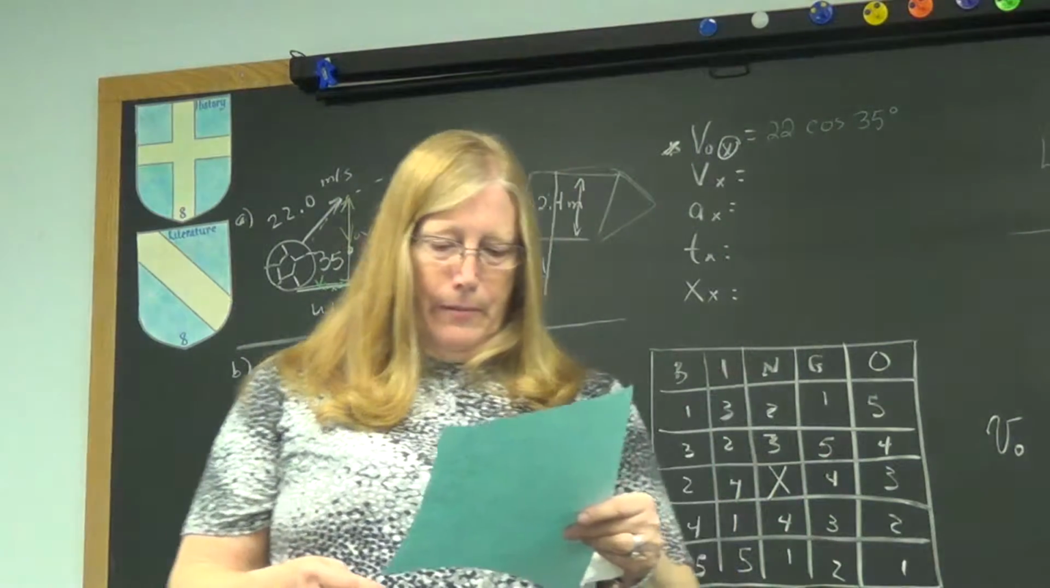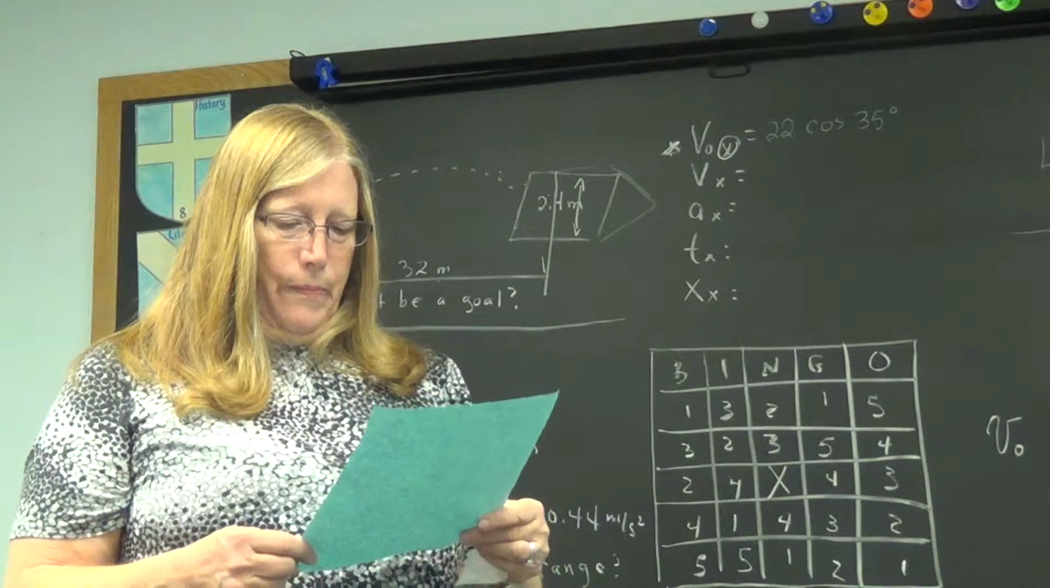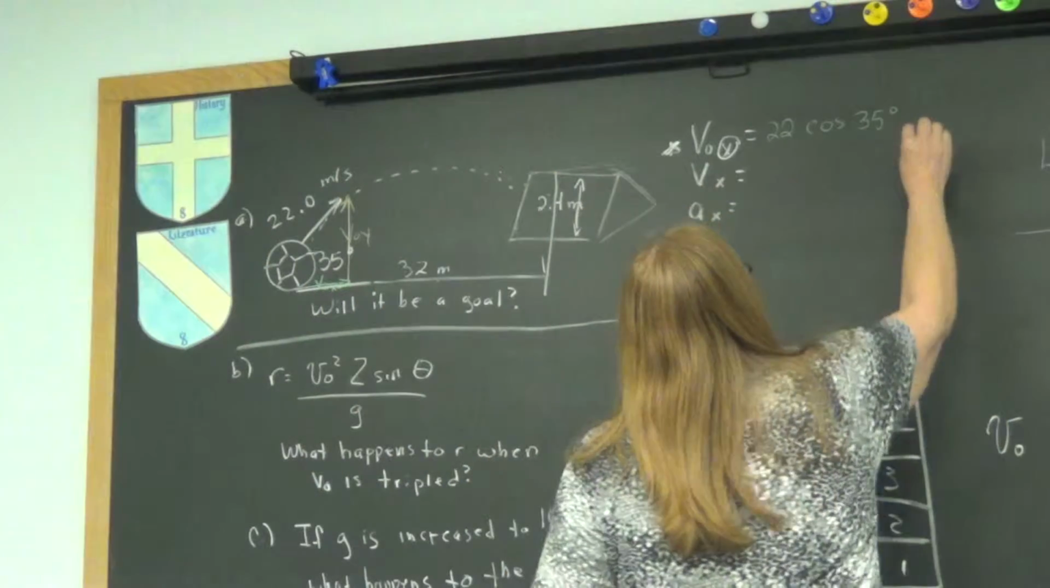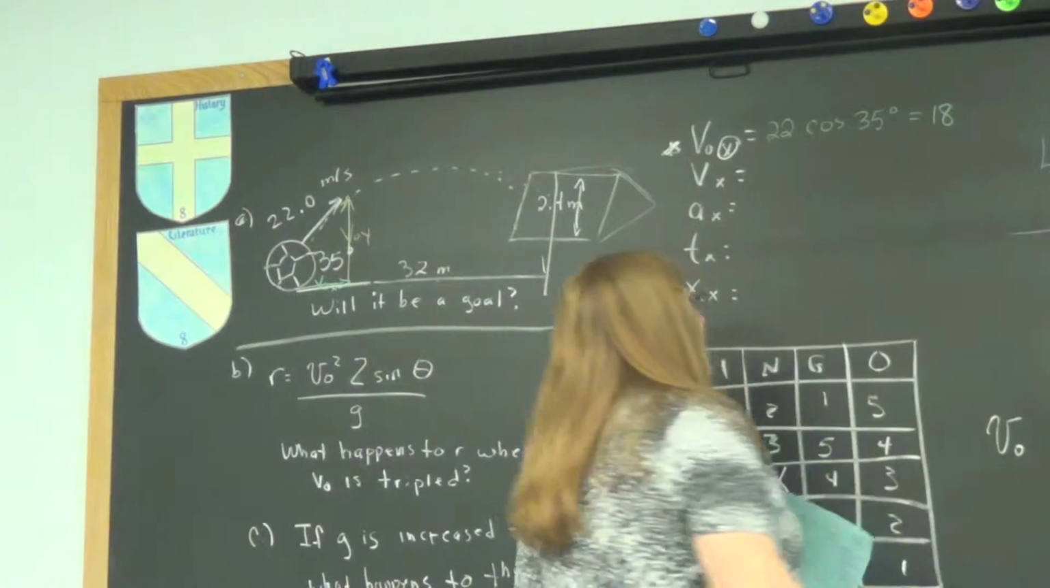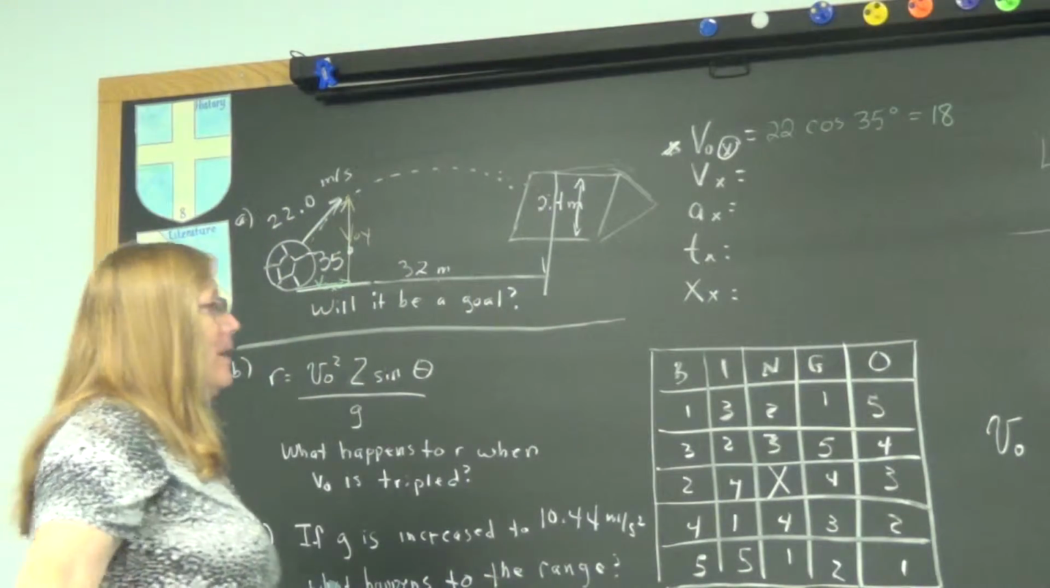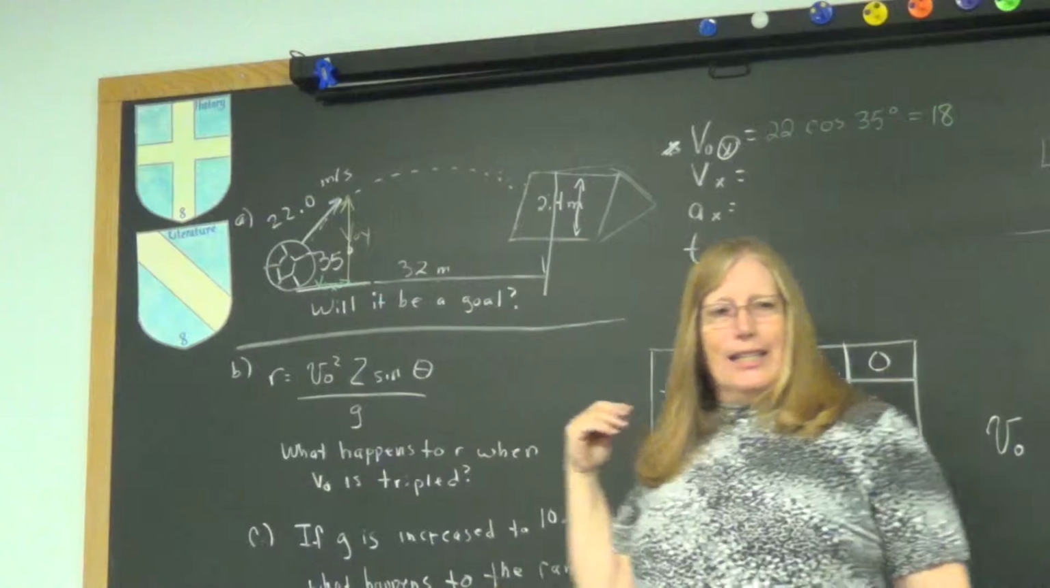Brian, you have a number on that? 18. Oh, I'm sorry. 18.02 or something like that. All right, so if you got 18 on that, you may cross out a point.